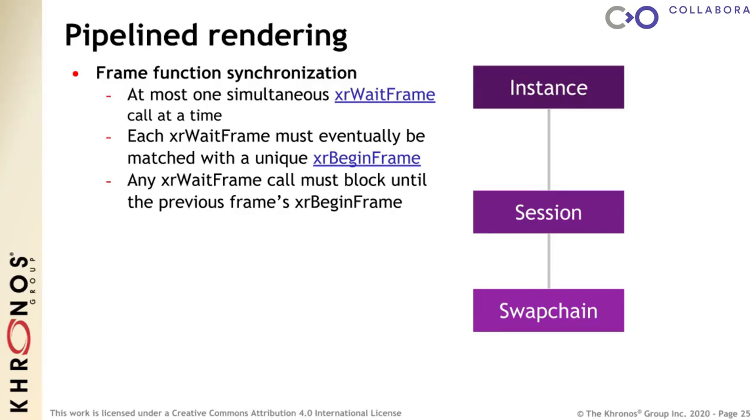You can have at most 1 simultaneous XRWaitFrame call being executed at a time, and each XRWaitFrame must eventually be matched with a unique XRBeginFrame. They come in pairs. Each waitFrame has a beginFrame, and every beginFrame has a waitFrame. Additionally, any XRWaitFrame call will block in the runtime until the previous frame's XRBeginFrame has been made.